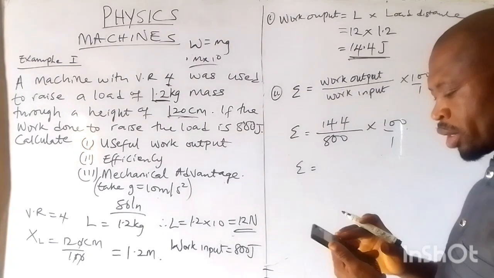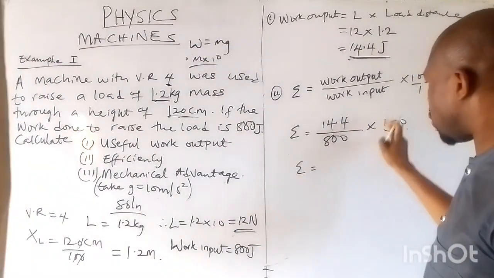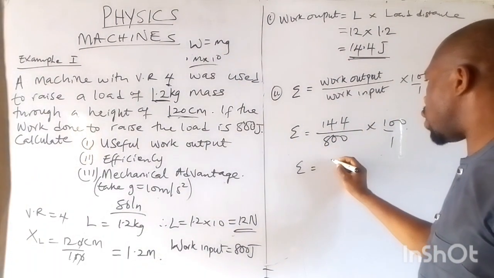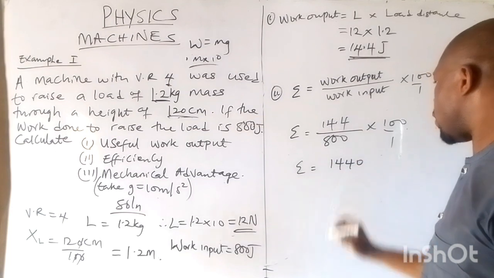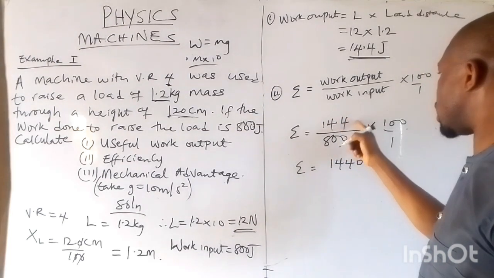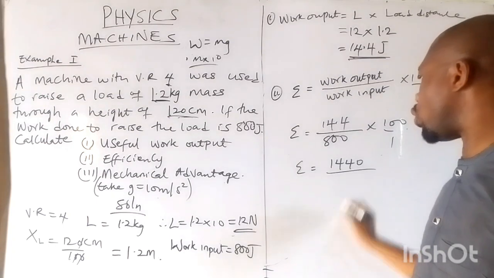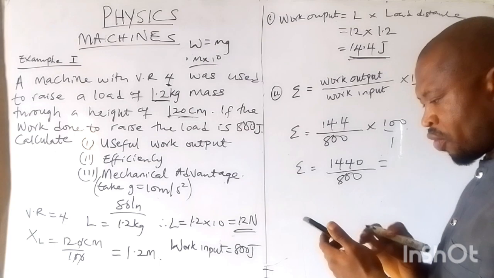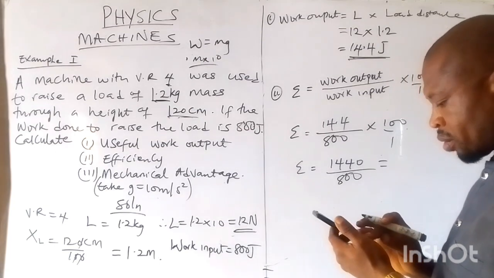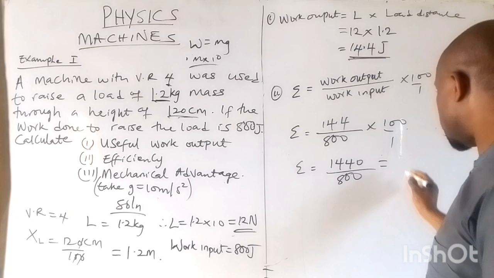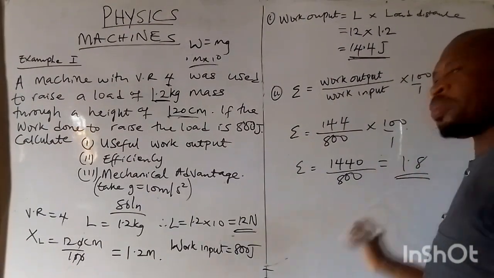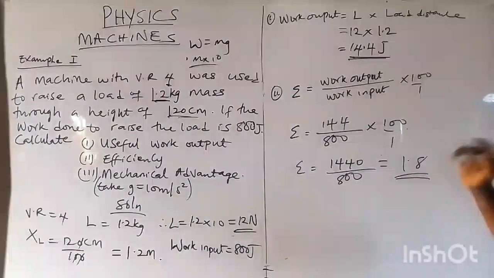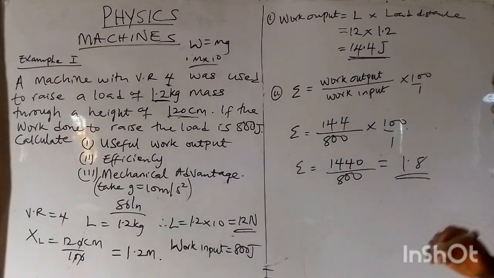Efficiency will give us, if you multiply this by the 14.4 times 100 will give us, we move this and this to give us 1,400 divided by 800. Now the efficiency will give us, the efficiency of this machine is 1.8. Remember, efficiency has no SI unit. So because of that, we'll have this 1.8 here.